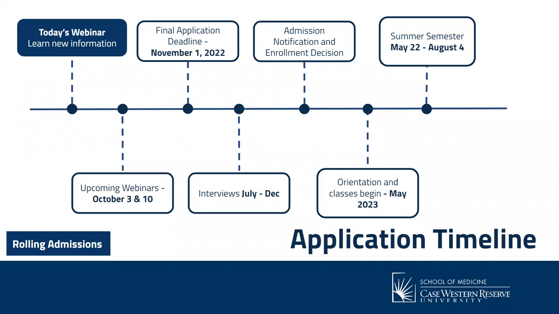Our final application deadline is November 1st of this year. We are in the process of interviewing. We've had two interview days already. We plan four or five more between now and December. And then after interviews, students are going to be notified of their admission and enrollment. Orientation and classes will begin May 2023, and the summer semester officially launches May 22 of 2023, but orientation begins May 15th. So we're rocking and rolling here on our application timeline.